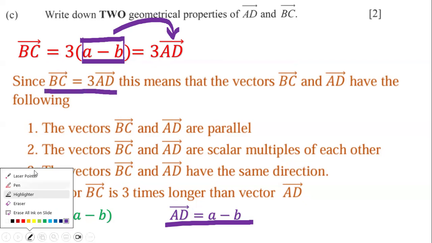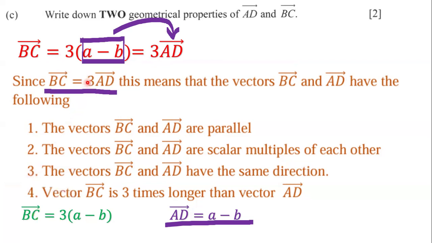And what does that mean? That means that if we multiply 3 times AD, we get BC. And so that means that the vectors are scalar multiples of each other, because we can take the scalar, which is 3, and multiply it by AD, and we get this vector. So since BC is equal to 3 times AD, the vectors BC and AD have the following properties. What are the properties that they have?